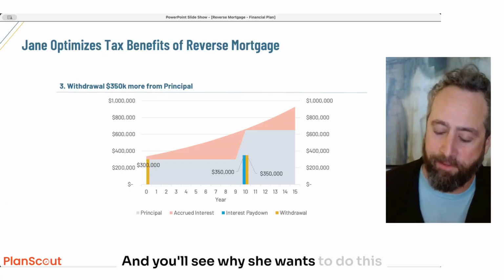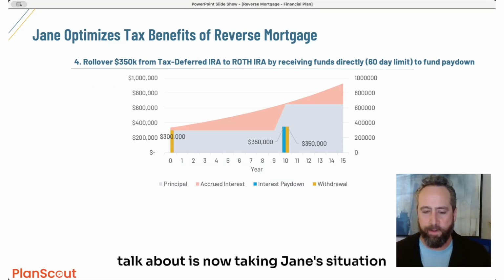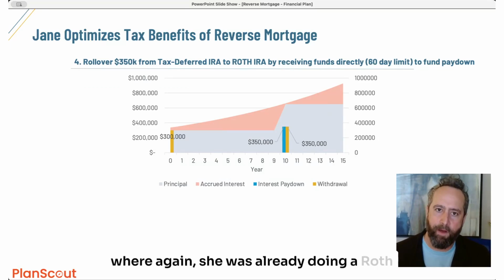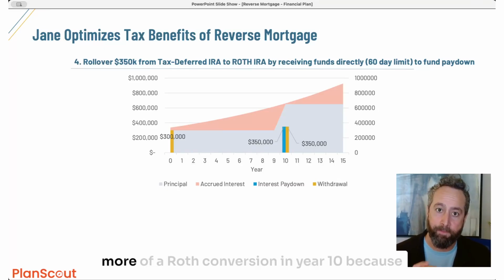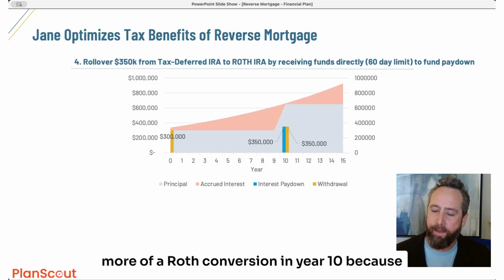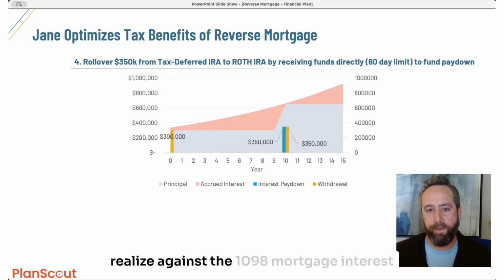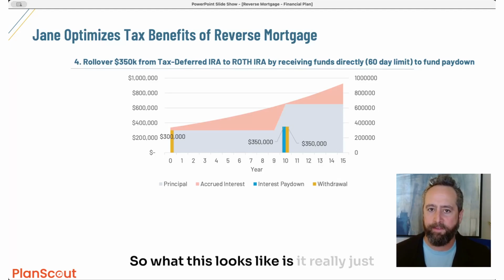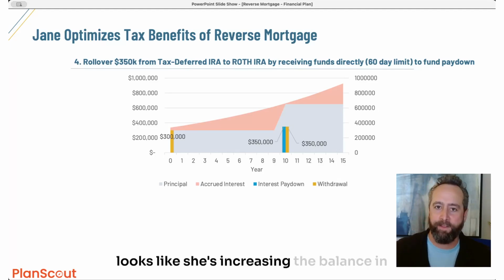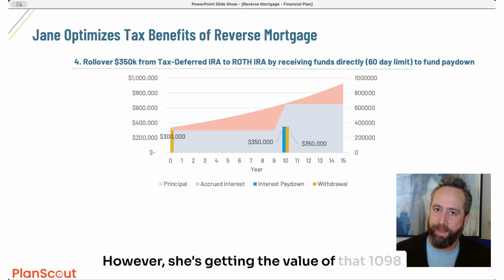And you'll see why she wants to do this, because on the next page, what we're going to talk about is now taking Jane's situation where, again, she was already doing a Roth conversion, but enabling her to do $350,000 more of a Roth conversion in year 10, because she can match that income that she's going to realize against the 1098 mortgage interest deduction she's going to receive. So what this looks like is it really just looks like she's increasing the balance in her HECM, in her reverse mortgage. However, she's getting the value of that 1098 deduction.